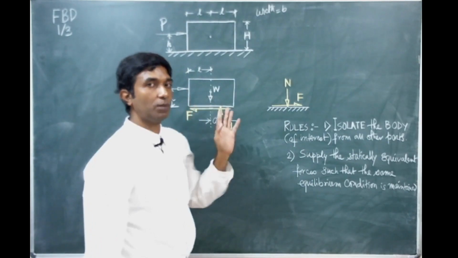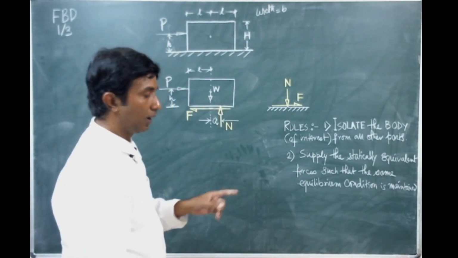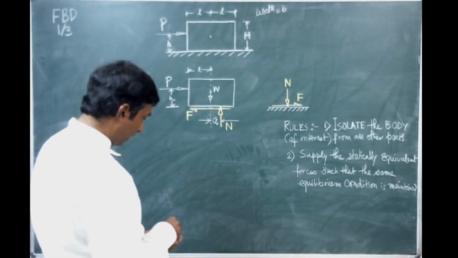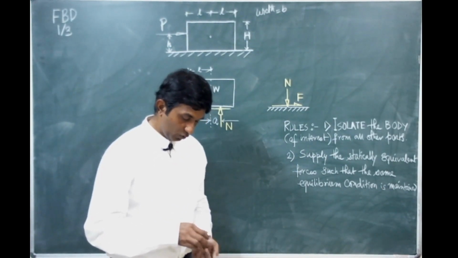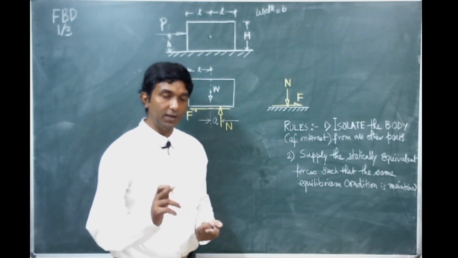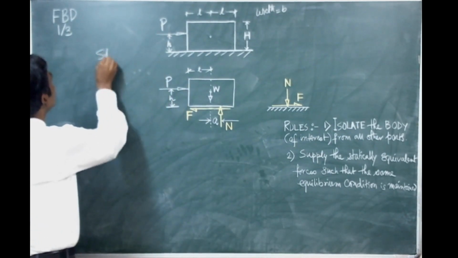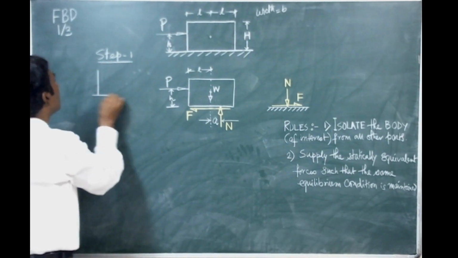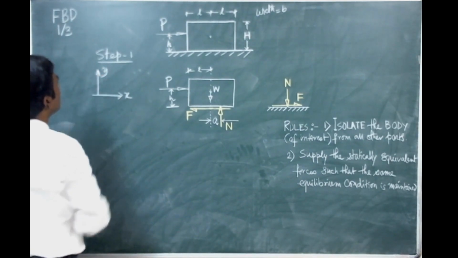This is a pretty old problem, probably you are familiar with this kind of example, you did it in the mechanics course. But the guideline is that while drawing the free body diagram you need to follow certain rules. In the first step, step number 1, you choose a convenient axis of reference.